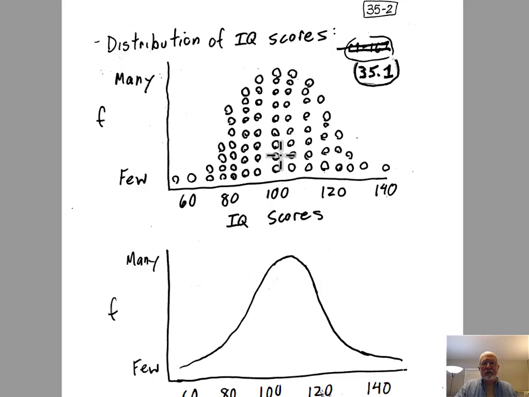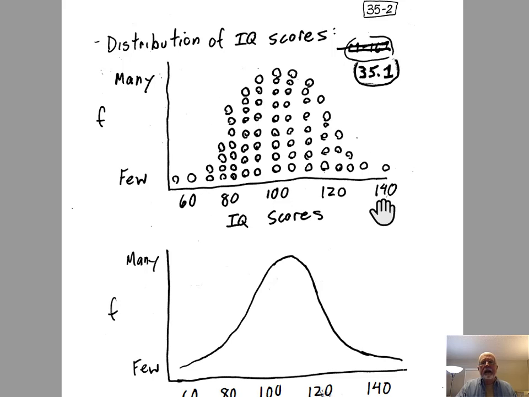Here's a dot, meaning a person got a score. There's a lot of dots above 100, meaning a lot of people got those scores. As we move away from 100, fewer and fewer people show IQ scores that high. As we move away from 100 in the other direction, fewer and fewer people show IQ scores that are that low.